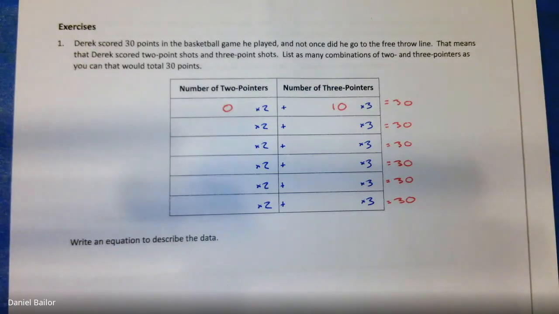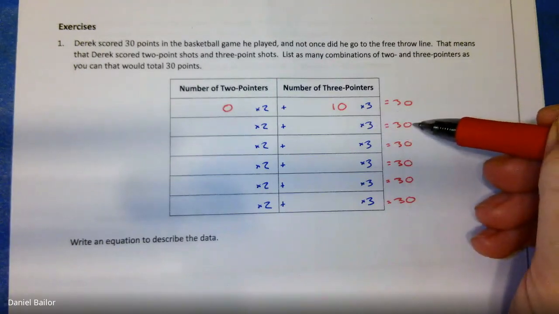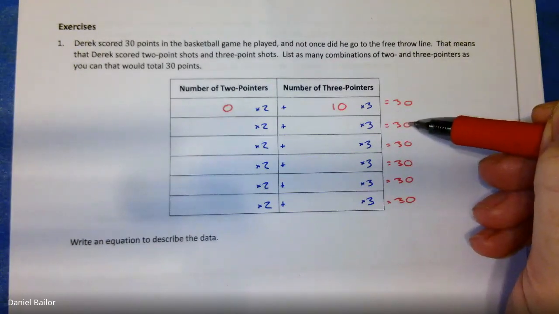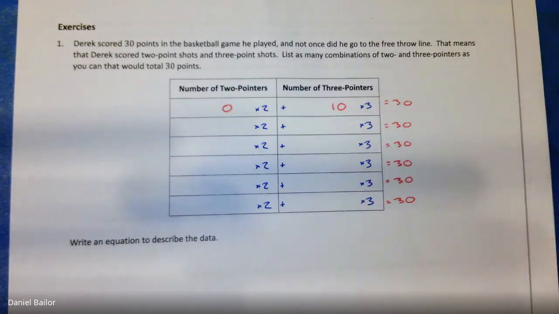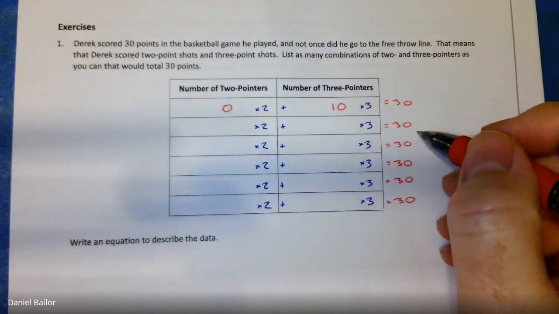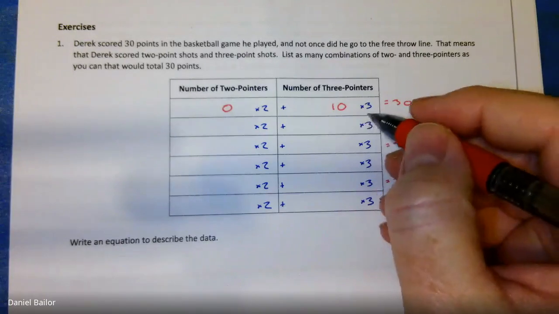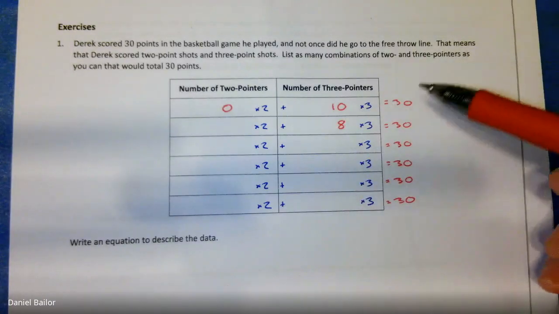So you might be saying, well, Mr. Bear, then how about we do 9 3-pointers? Because 9 times 3 makes 27. Problem is 30 minus 27 is 3, and we cannot make 2-pointers to make 3 points. So what we actually have to do is go down. We need to make an even number. So we can't do 9. We have to do 8 times 3.